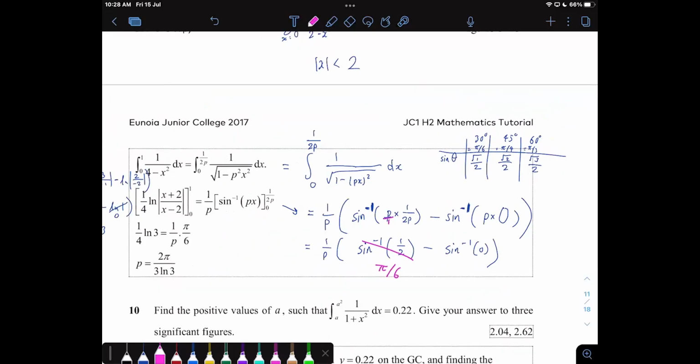Okay, pi over 6. Then sine inverse of 0 is just 0. So pi over 6 minus 0 is just pi over 6. That's how you get 1 over p times pi over 6. Clear? Right hand side? Yeah. Good. How about the left hand side?